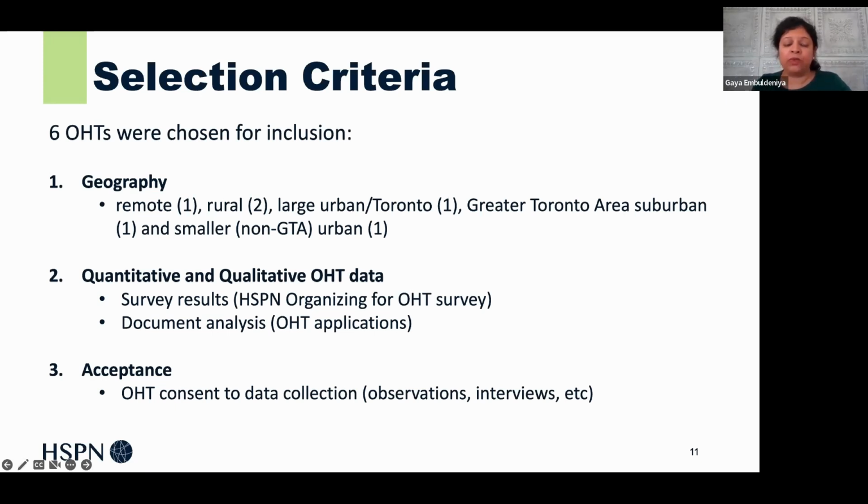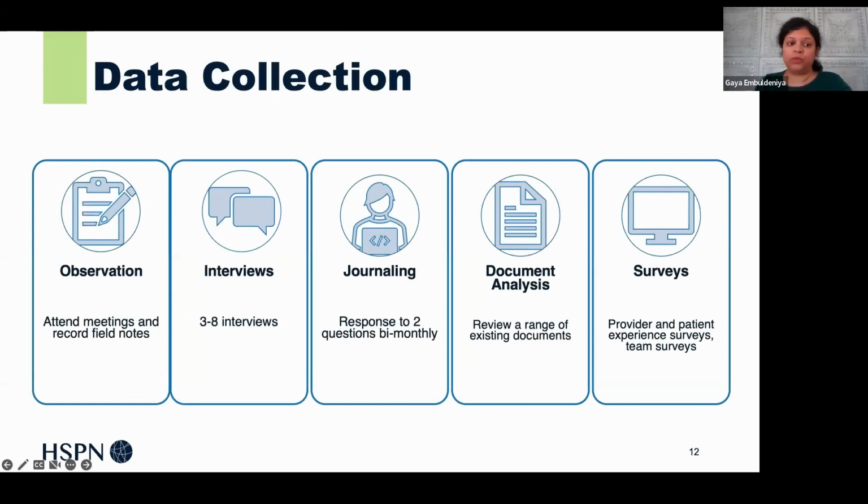And then thirdly, we did realize that participating in this work was not without effort, right, on the OHT's part. So they also had to be willing to work with us over what ended up being a year. So we started data collection in the spring of 2021, and we finished a year later.